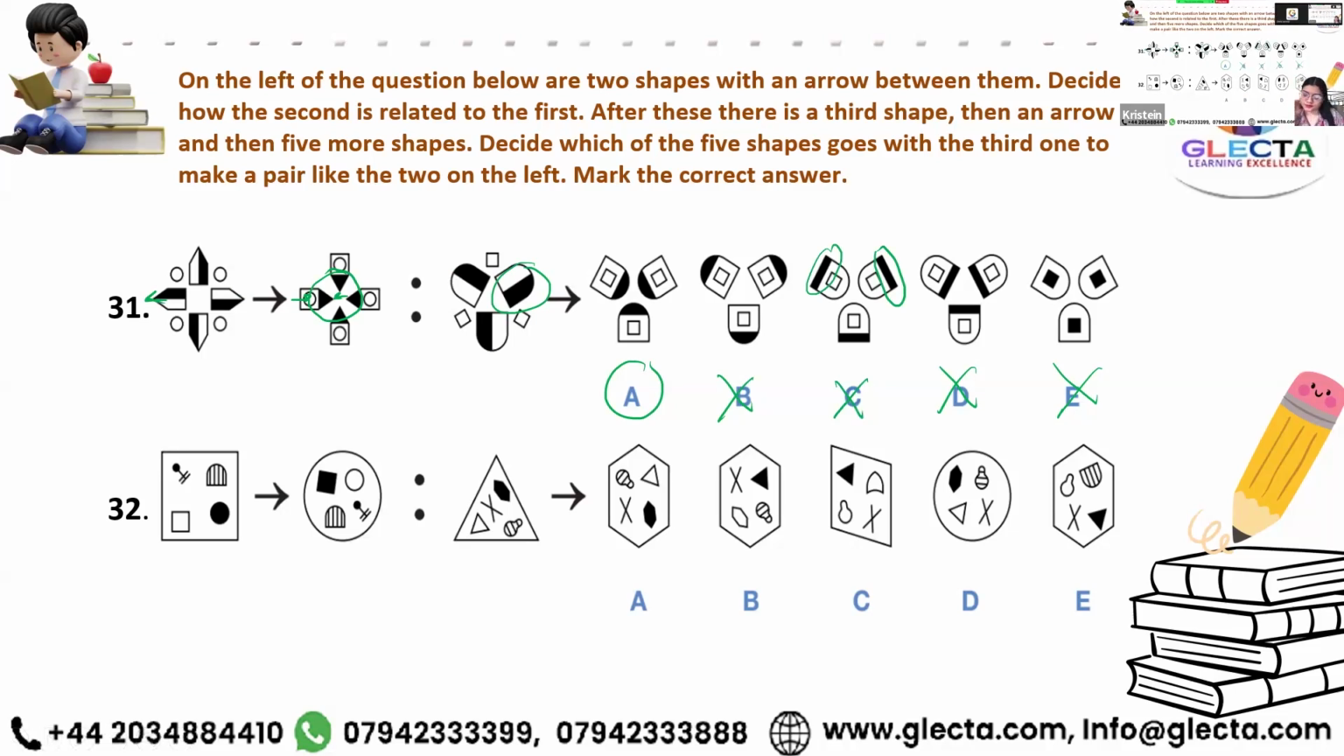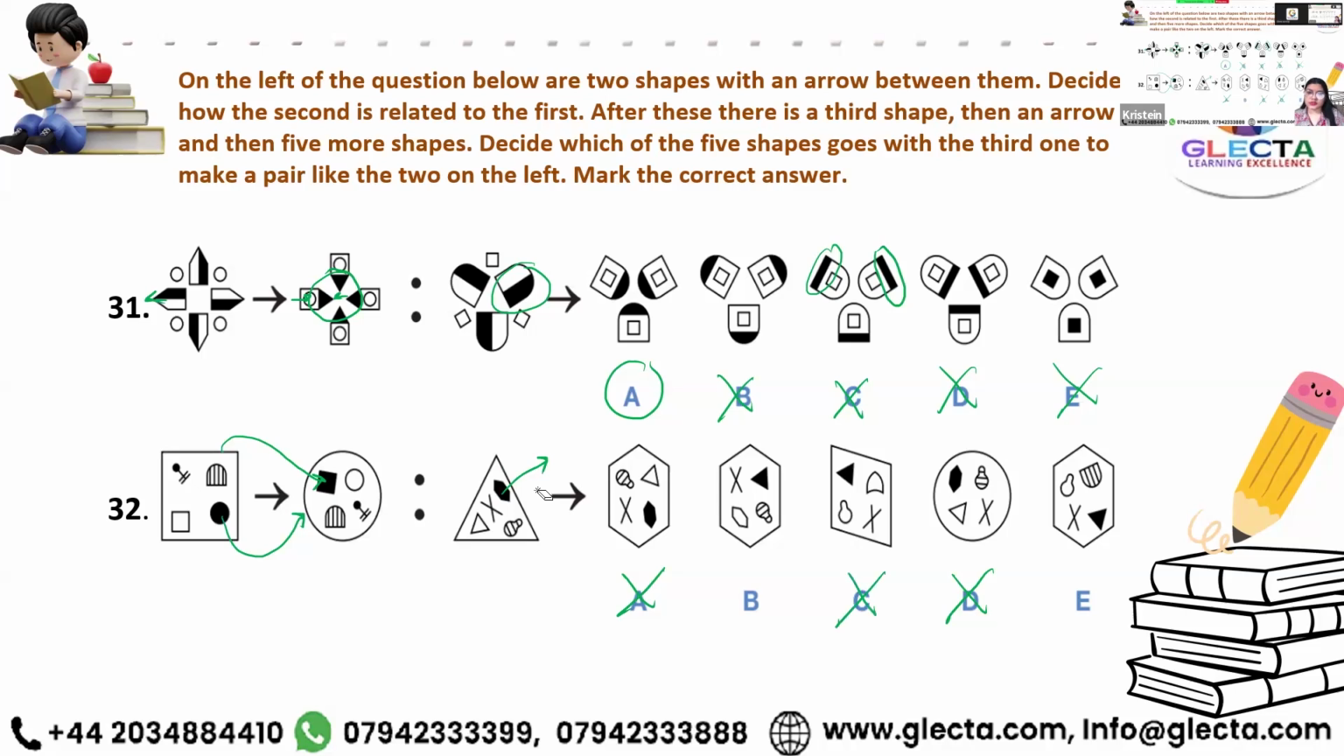Question number 32. Let's try this one out. Again, the same thing. What do I see? The outer shape becomes the black shape, and the black shape becomes the outer shape. So the triangle should be black, not option A, not option D. And the black shape should become the outer shape, which should be a hexagon, which is not option C. So it's either B or E.